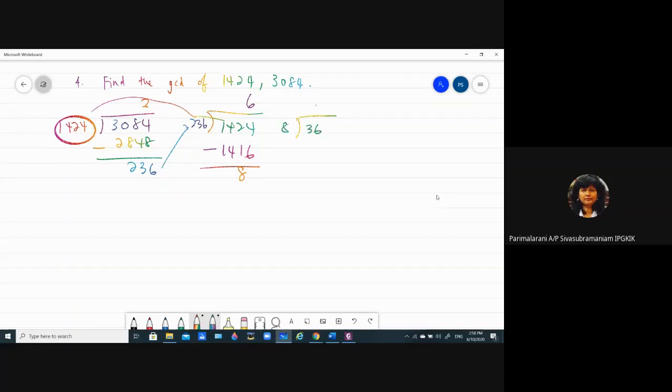Sorry, yeah, 236. Okay. 236 divided by 8, you have 29. So you have 232, you have remainder of 4. So 8 divided by 4 is 2, remainder 0. So you have reached 0. So your answer is 4. Okay, good. All those are correct, good.